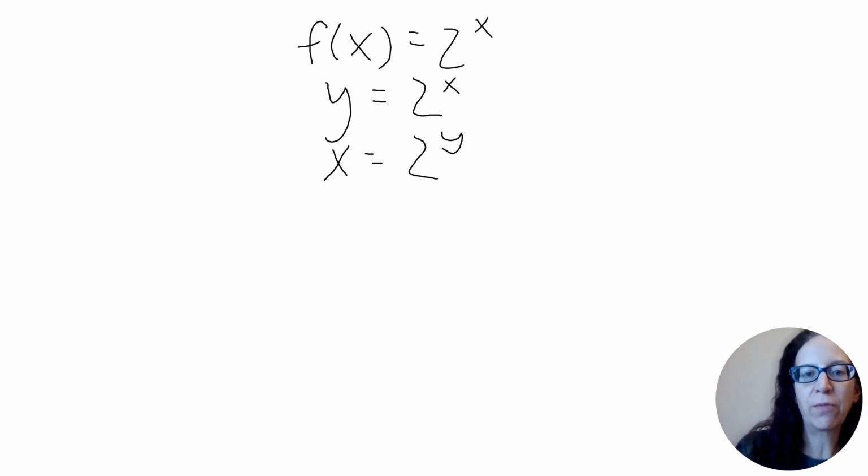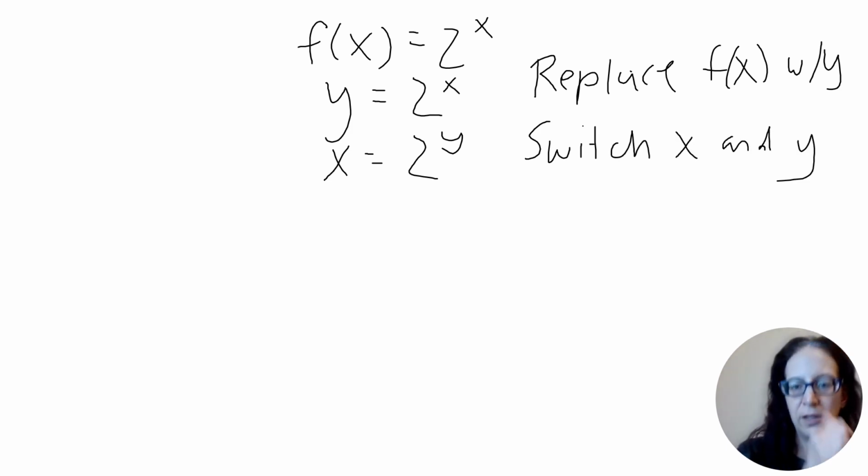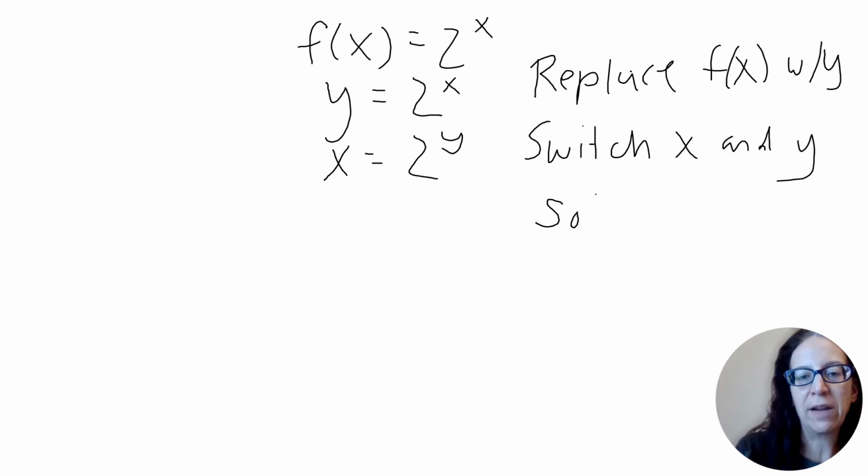So if you need a little refresher on the steps here, here's what we're doing. So replace f of x with y, that is just what we're doing. And then we switch x and y. And if you have multiple x's, you will now have multiple y's, but we don't in this case. And now we solve for the new y. Okay, so now we're going to solve for y.